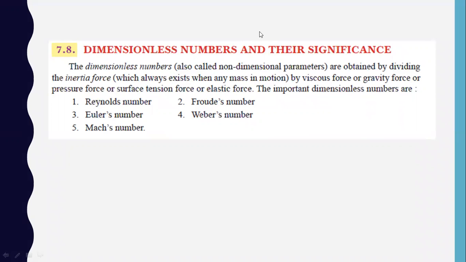The important dimensionless numbers are totally five. Based on these numbers, we have some modeling also. We will see that in the upcoming slides. First we will study the numbers. The first one is the Reynolds number, second Froude number, and Euler number, then Weber number, and then Mach number.